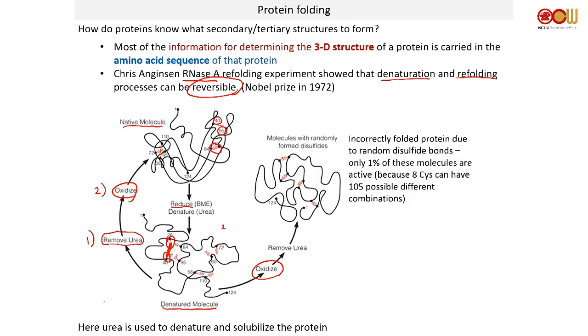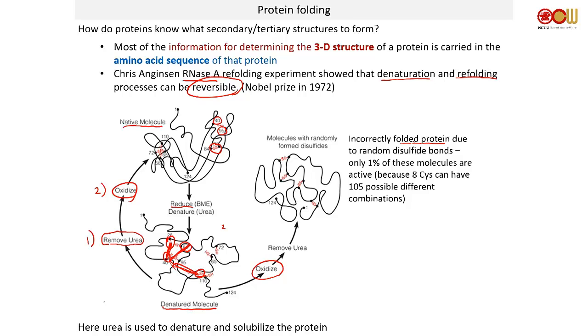They form a disulfide bond. Or 40 can interact with 58. They form a disulfide bond. Or it can interact with cysteine 84 and form a disulfide bond. Okay? So then, what they showed was incorrectly folded proteins due to random disulfide bond formation.